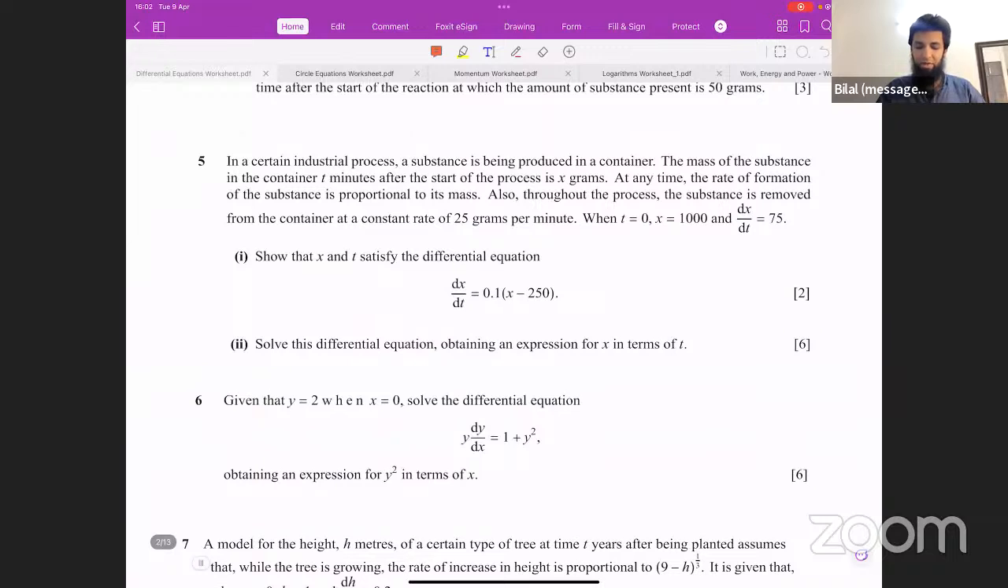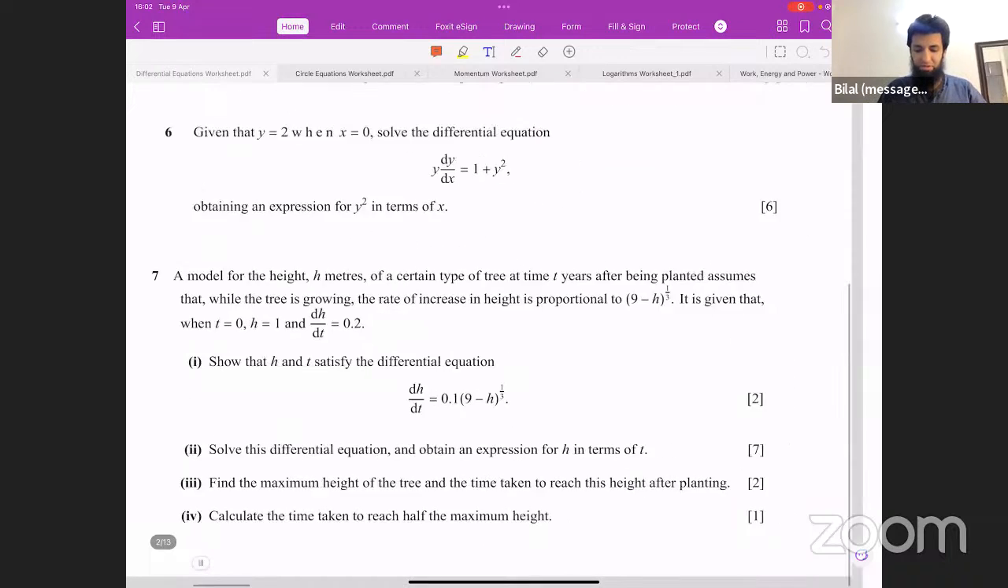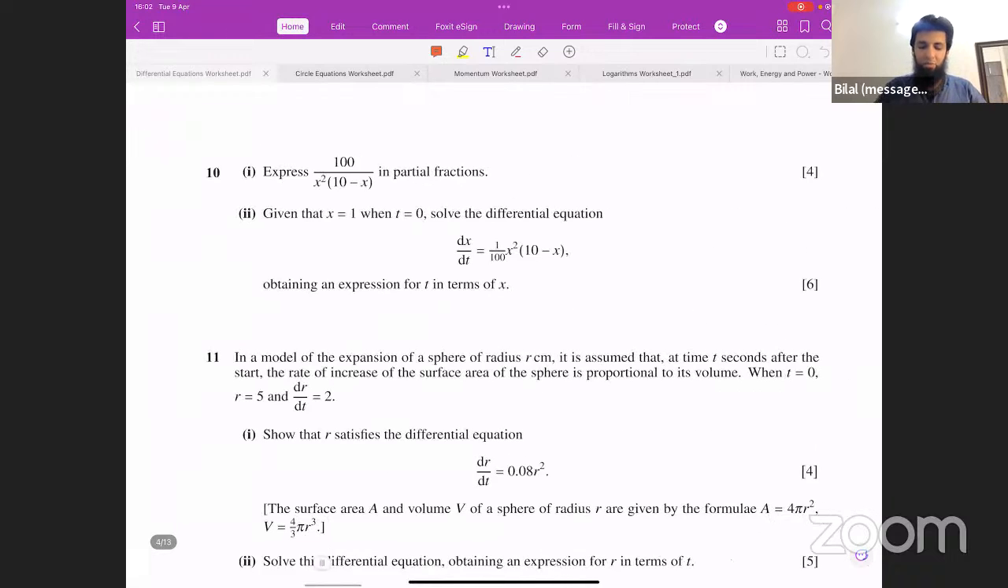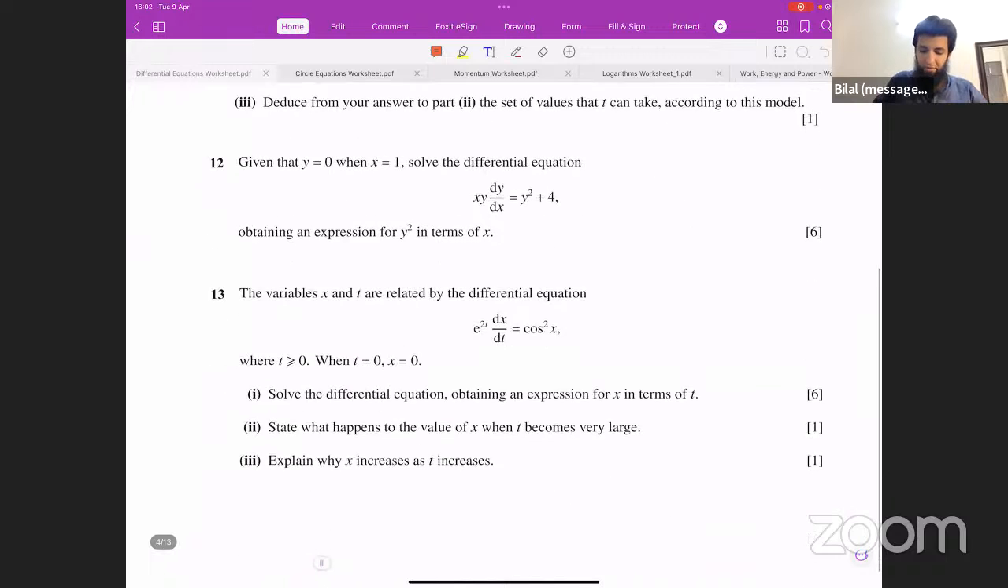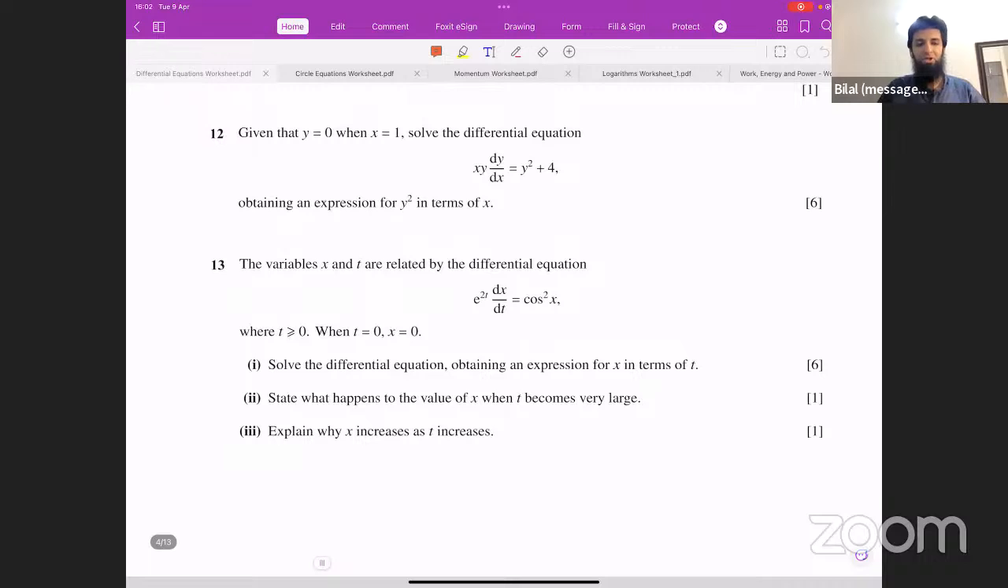So today we want to do some practice questions, and while we do those practice questions, we in particular want to practice these last parts of these questions that talk about what happens to a variable if another variable becomes very large or very small. Let me have a look at one such example. Yeah, so let's start with this one. This is question number 13 from the worksheet. Let's start with this.